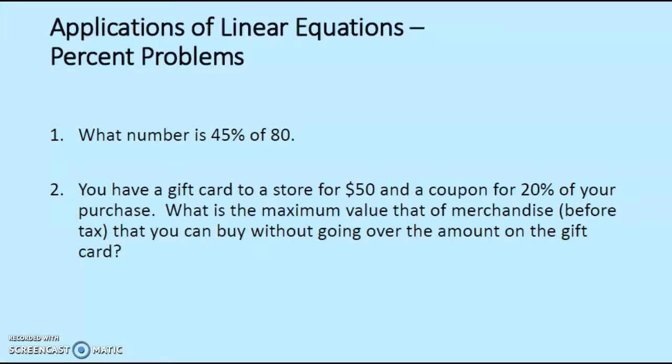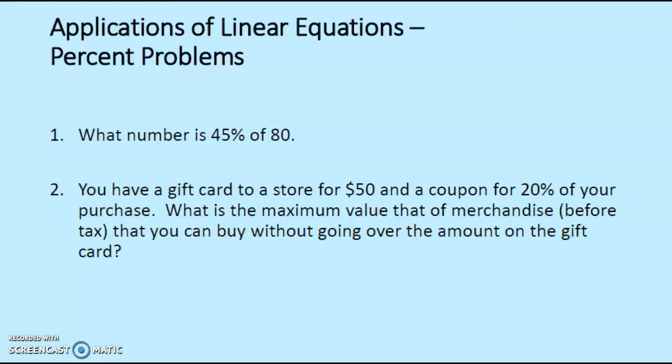In the next example, we have more of a situation. It says you have a gift card to a store for $50 and a coupon for 20% off your purchase. What is the maximum value of that merchandise before tax that you can buy without going over the amount on the gift card? So we want to know how much we can spend so that we don't have to pay any of our own money except for the tax. So we're kind of ignoring the tax in this situation.